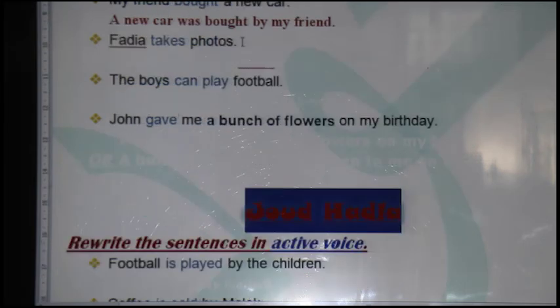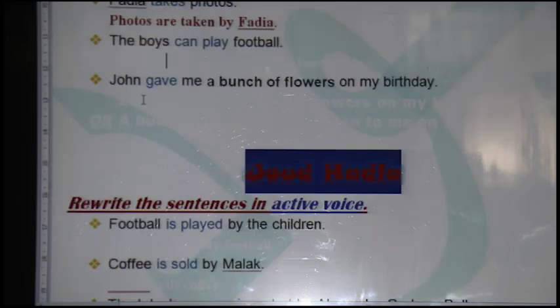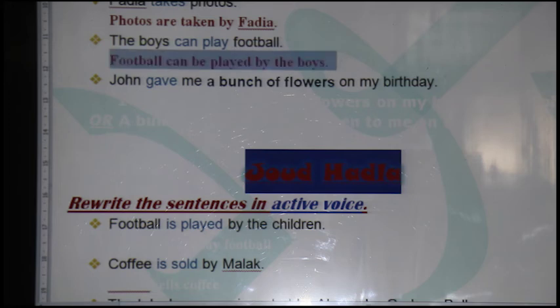Now, Fadia takes photos. So, photos are. The text is in the simple present. Again, am, is, are plus verb 3. Photos are taken by Fadia. The boys can play football. Here we have a modal verb, and the modal verb is always followed by the first form of the verb, or zero form or base form. So football can be played by the boys.